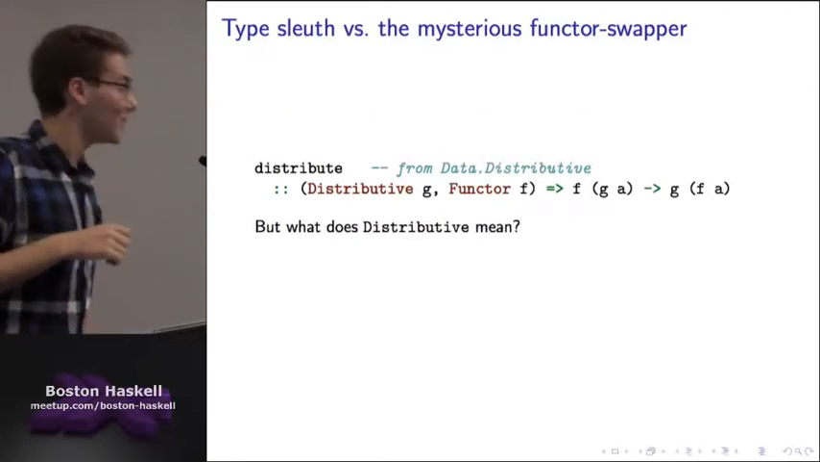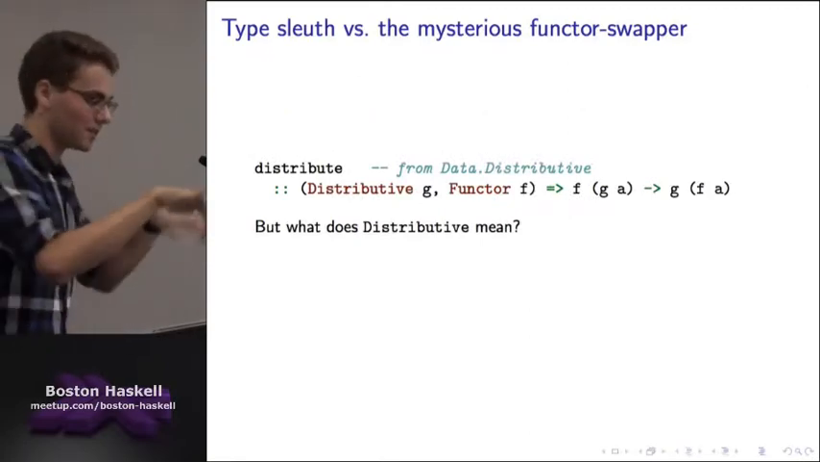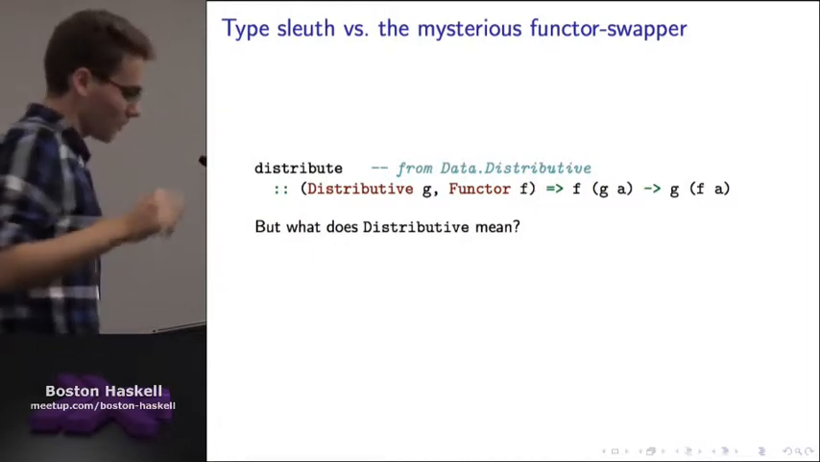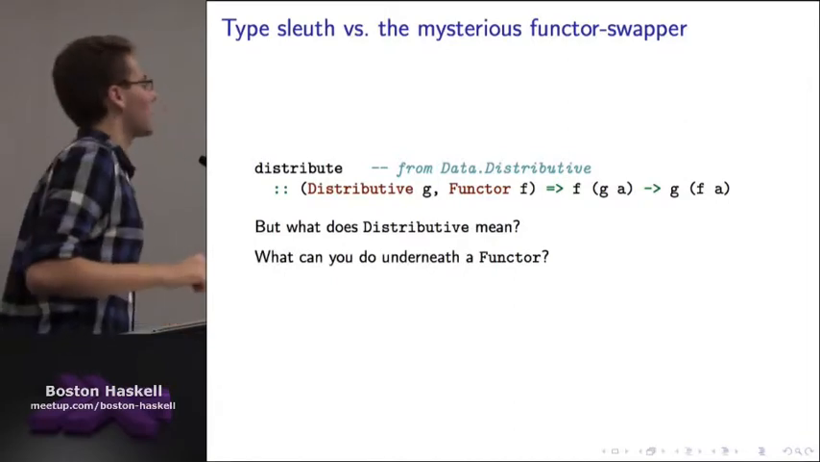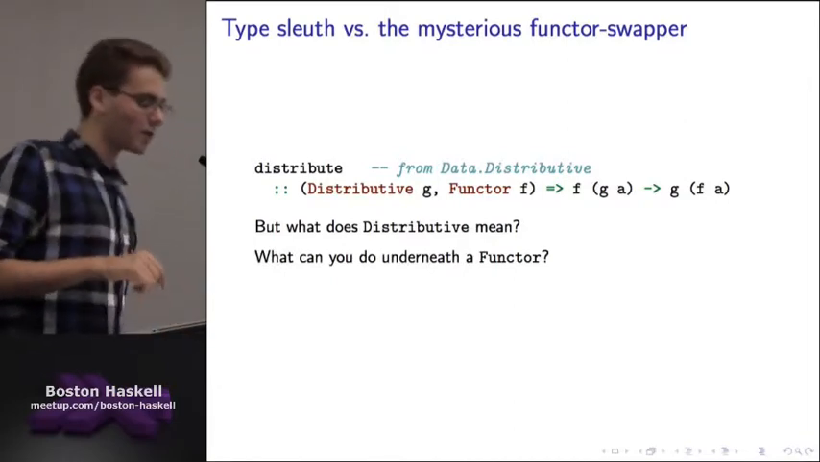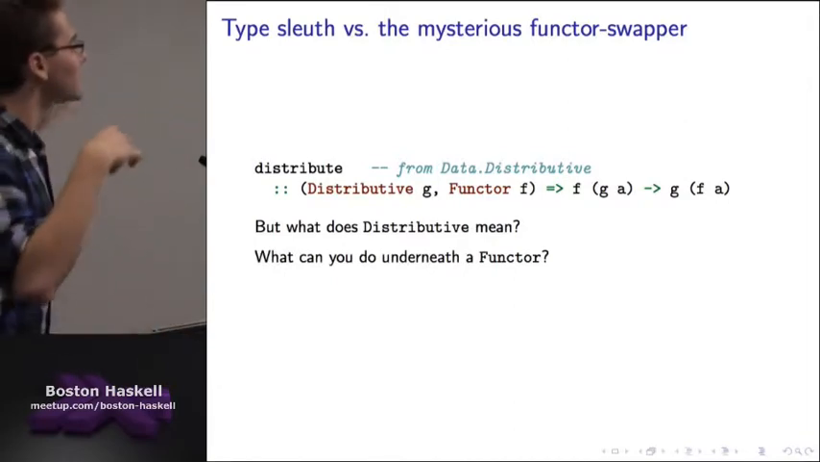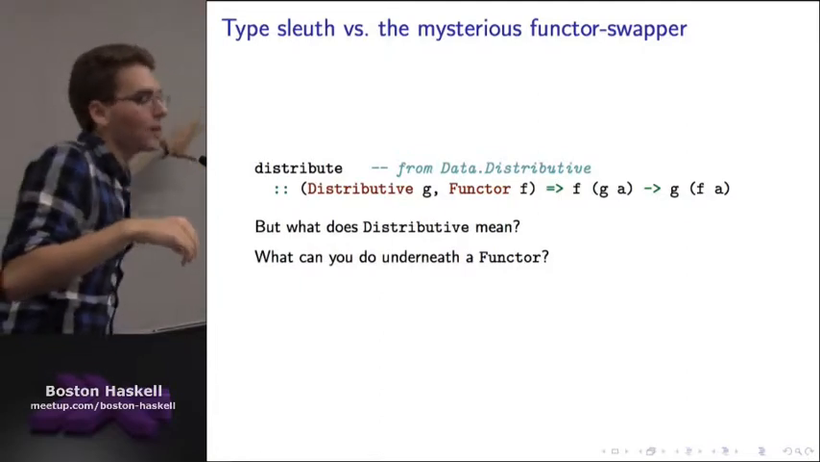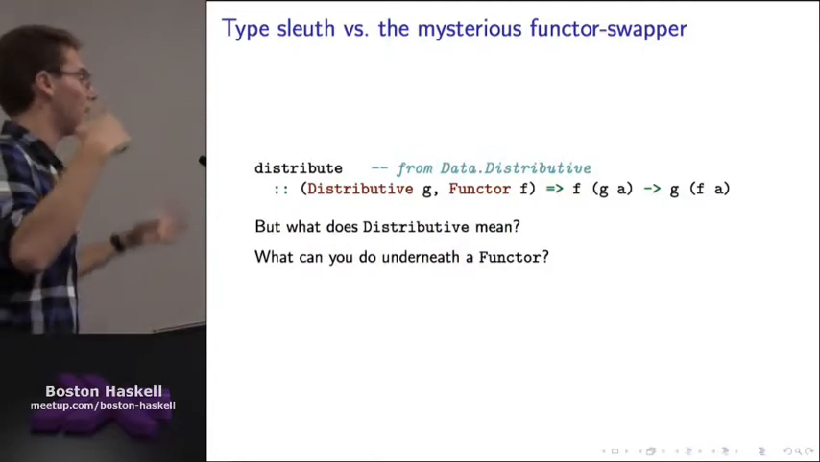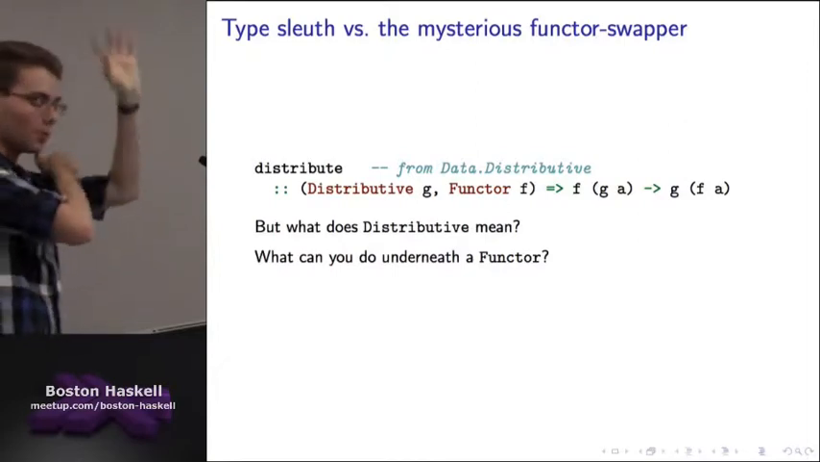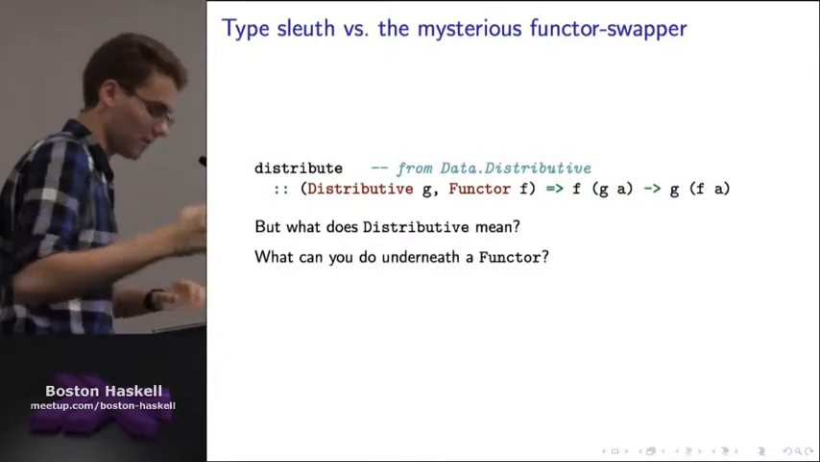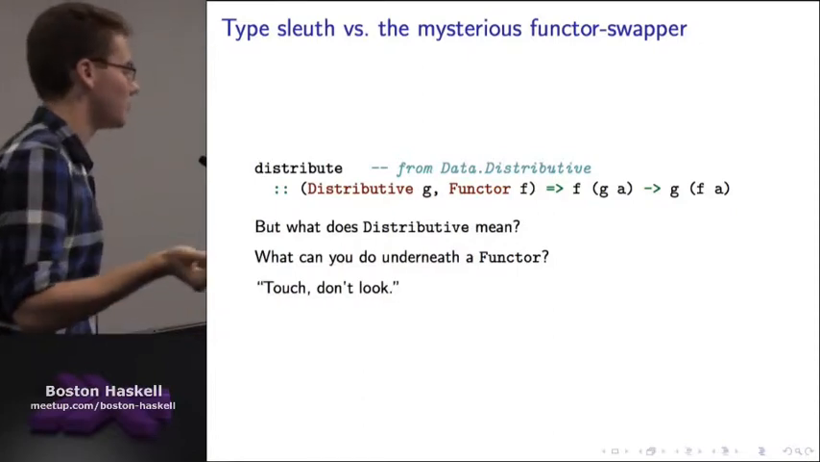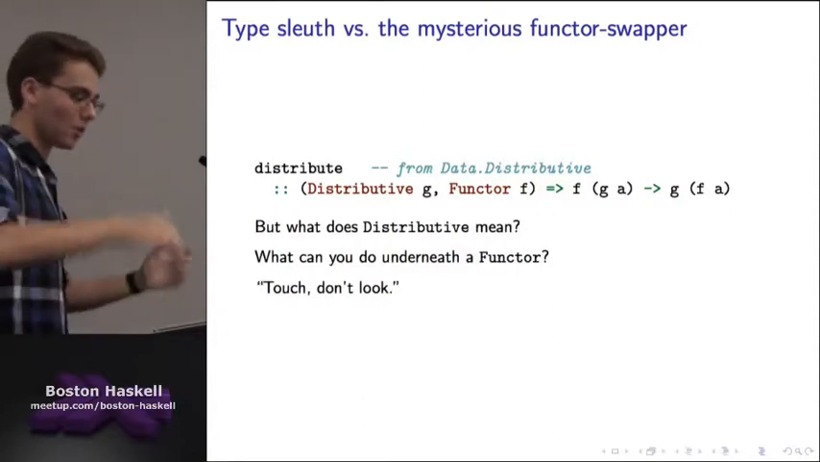So distribute has the signature. If you ignore the constraints, it has the signature we're looking for also, but it requires distributive. So what's distributive? It's sort of the same question as what can you do under a functor, because distributive G is talking about the G on the inside. So in order to implement this swaparoo kind of thing, we've got to know how to talk about things underneath a functor. And the only thing you can really do underneath a functor is fmap things over it.